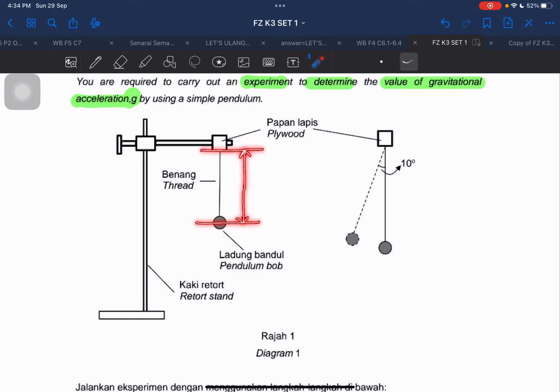Then this is the amplitude. They show the angle here. This is the equilibrium position, and then you pull. This is the angle, the amplitude. We need to read further first.